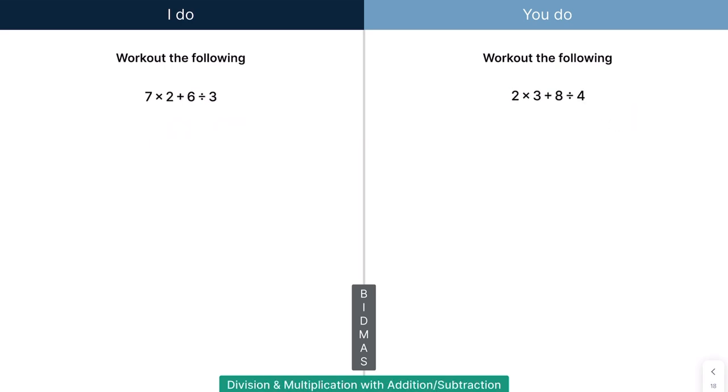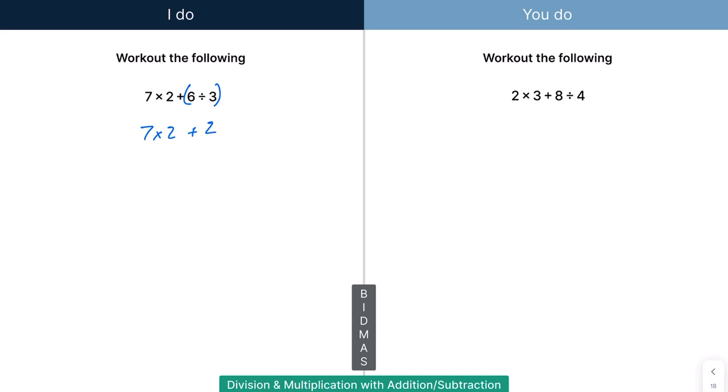And now looking at something a little bit trickier, again, the exact same principles apply. We are going to take this step by step. So first thing we're going to do is divide. So we'll copy everything else. 7 times 2 plus 1. What is 6 divided by 3? Well, that is just going to be 2. Okay, now we're left with this.